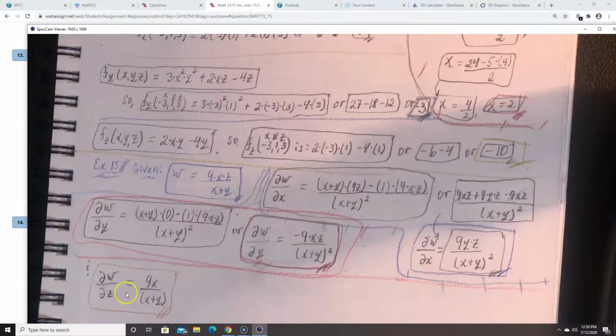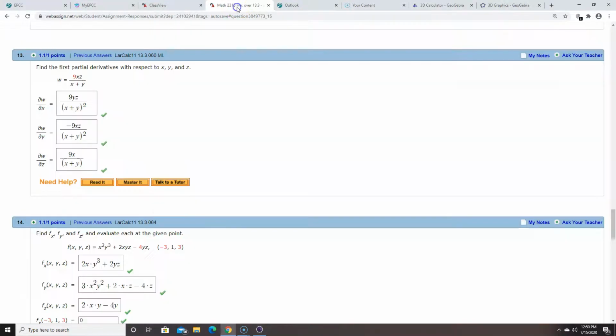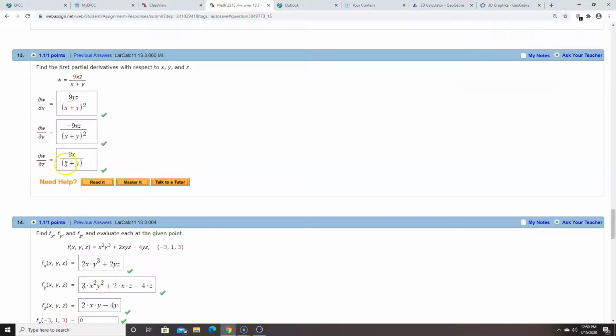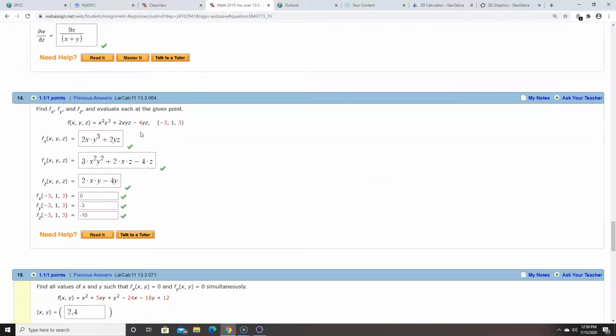So I hope that makes sense. 9x over x plus y. And there's our nice green check mark. Last one, everyone.